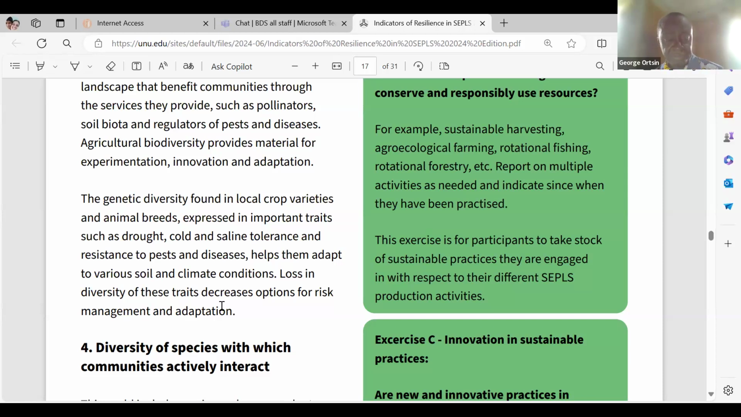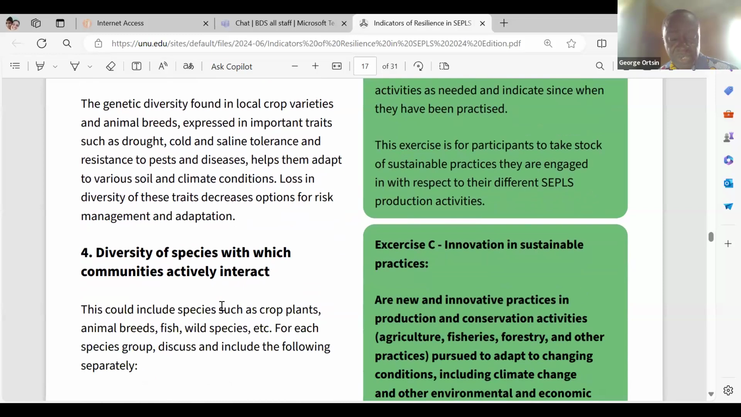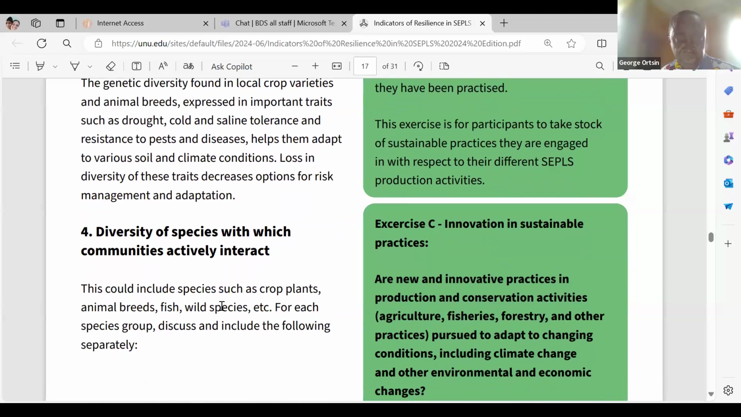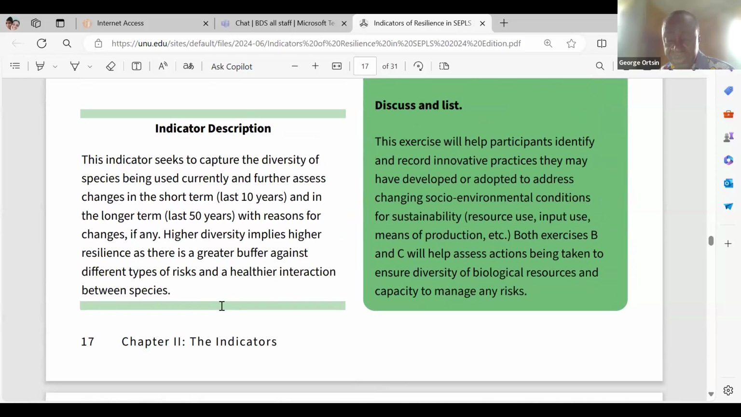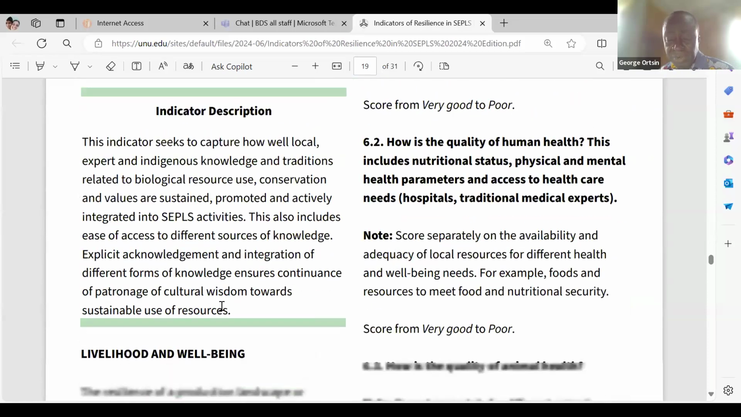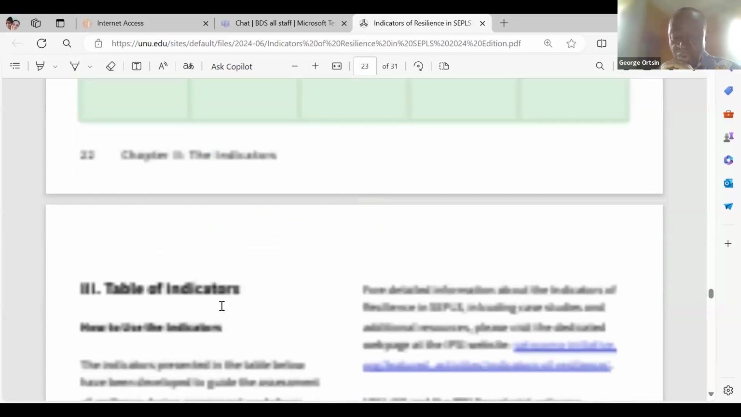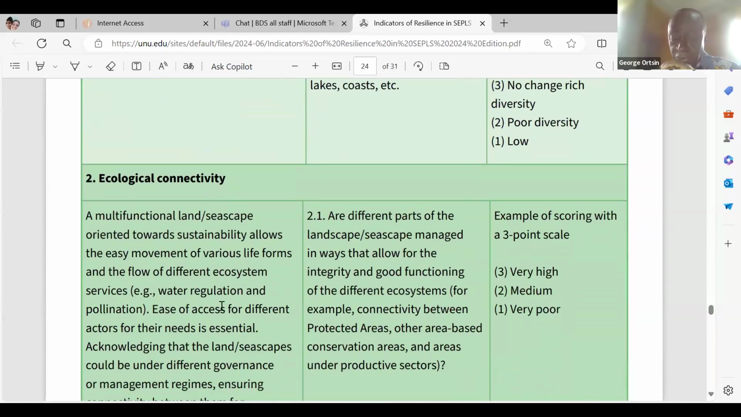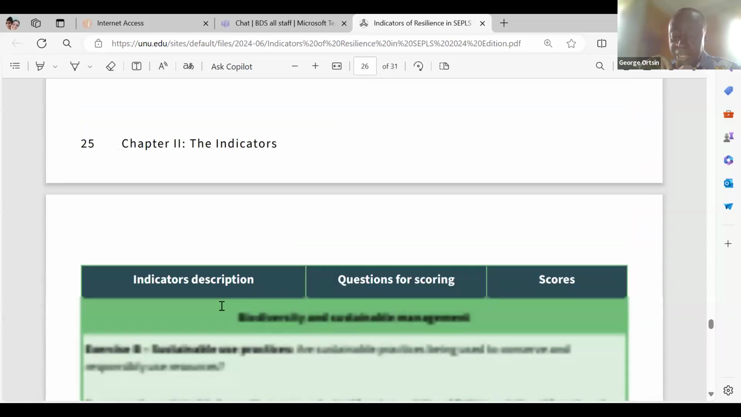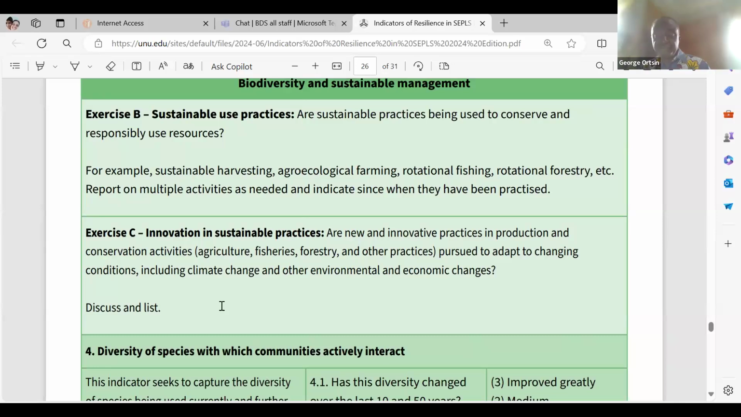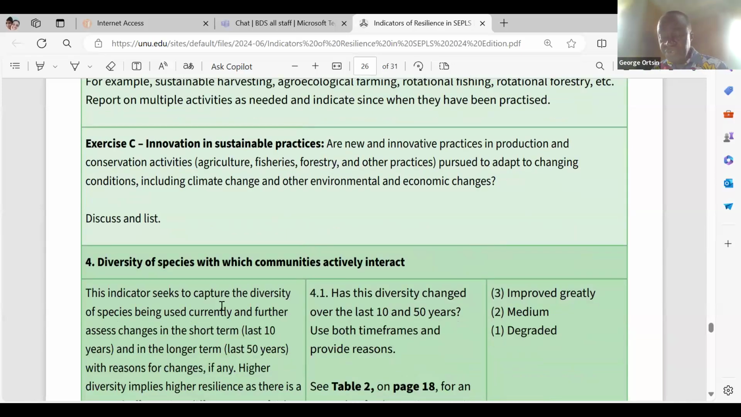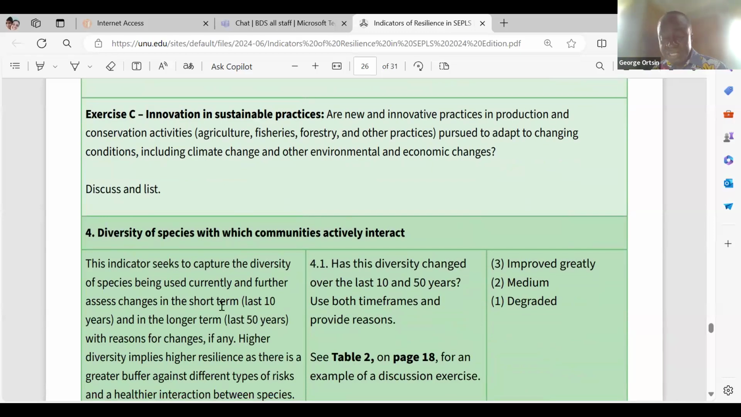Now, the question: is the landscape being used more sustainably? Five answers are possible. Very high means that there is a large number of natural ecosystems that are being used. High for 4, medium, low, and very low. Very low means that there is only one or a very small number of systems being used in the area. Now let's open up for discussions, and at the end of your discussion, each one of you will score along this line.